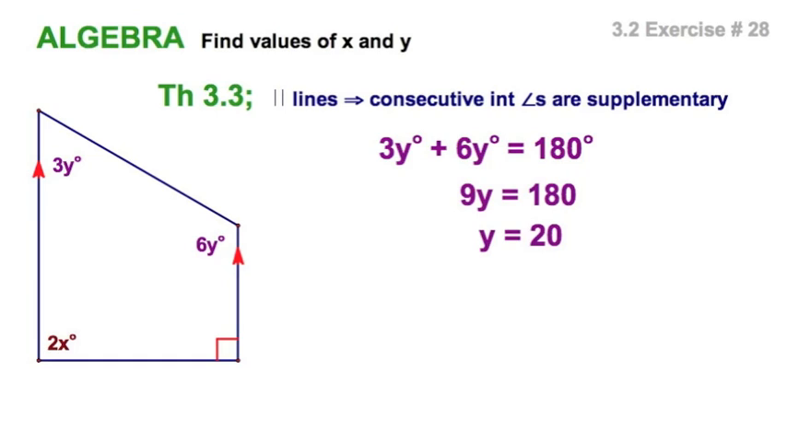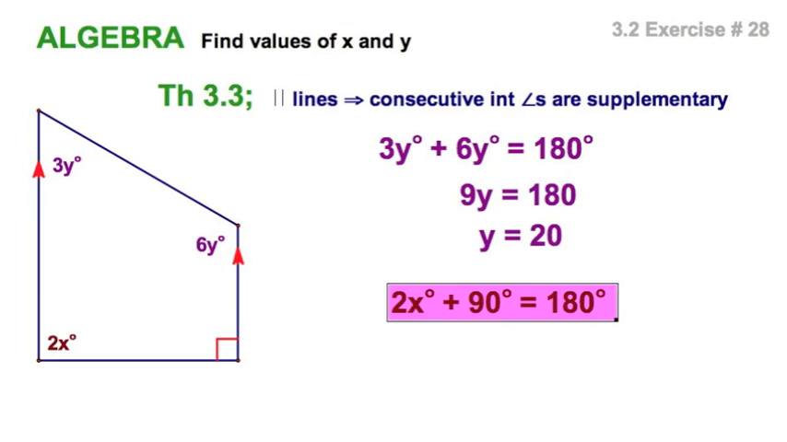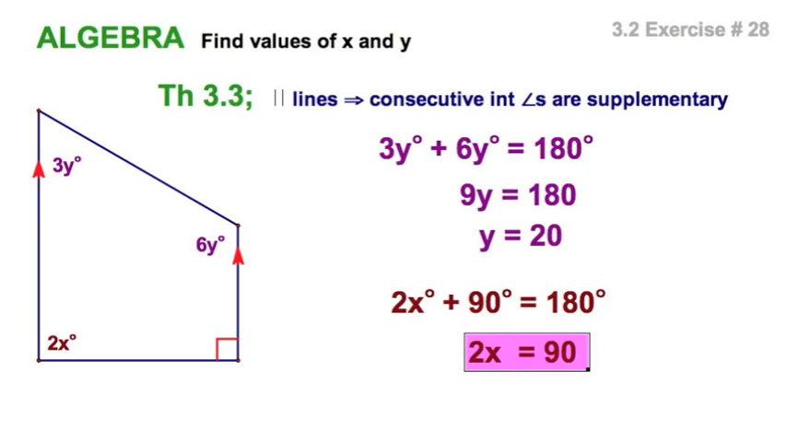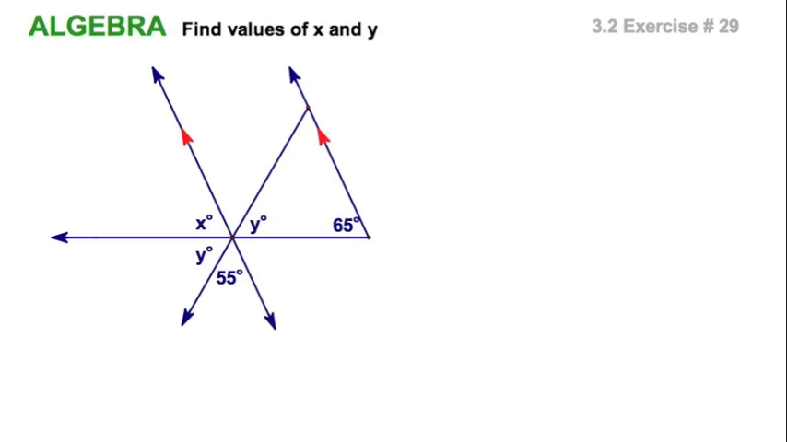Easy enough. Well, let's look at the other one. Now, I know this is 90 degrees, but I'll be a little more formal, and I'll just state 2x degrees and the right angle equals 180. Same thing. So 2x, dropping the degree sign, 2x is equal to 90, and each x must be 45. And we're done.